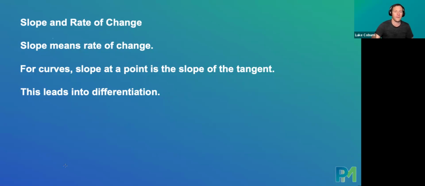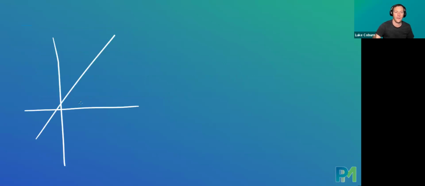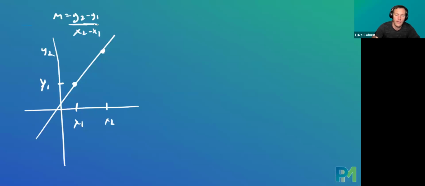Let me talk about this here, a straight line, and finding the slope of this line here. x1, y1, x2, y2, okay? What's the slope? y2 minus y1 over x2 minus x1, okay? It doesn't matter, it could be any x1 or any x2.